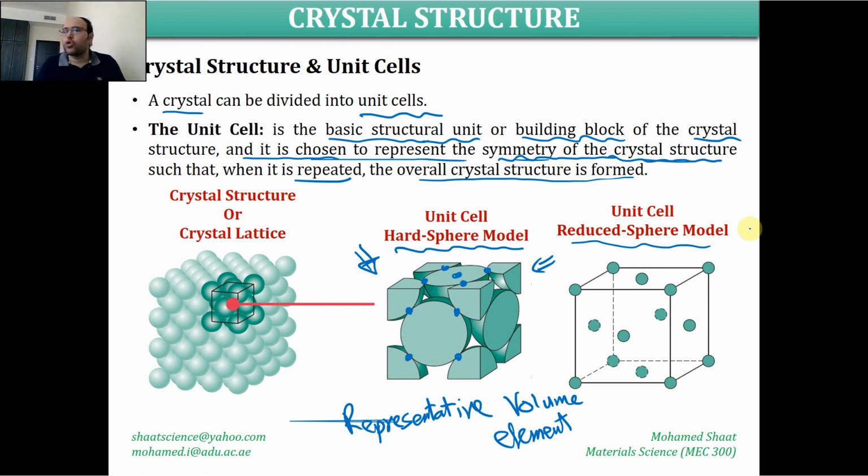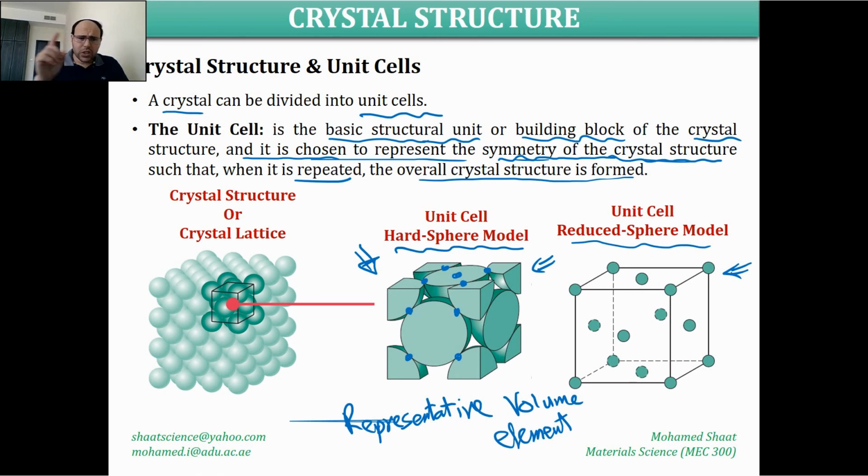At the corner, we should have 1/8 of that atom, but despite that, we are representing them like atoms. So this model is known as the reduced sphere model. When we do the calculation, we work over this model to make the calculations clear to us. But this is the exact model, the exact shape of the unit cell, which is known as the hard sphere model. This is something also to understand, the difference between the hard sphere model and the reduced sphere model of the crystal or the unit cell inside the crystal structure.